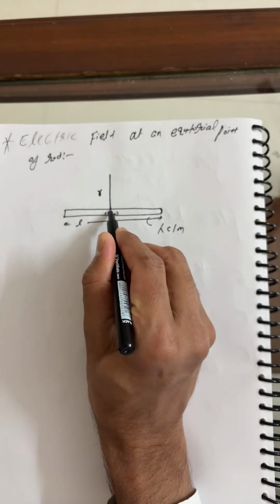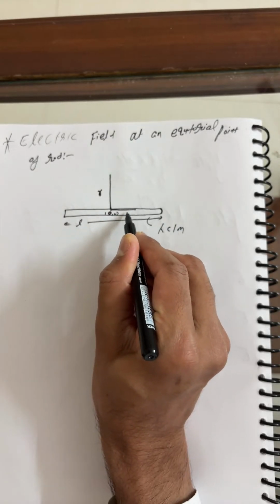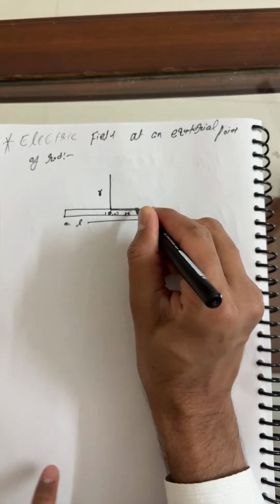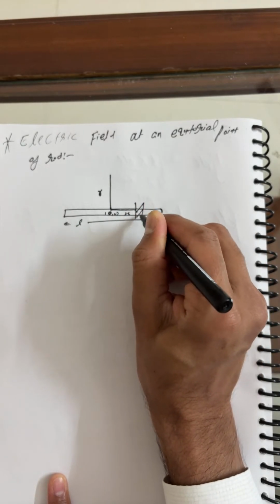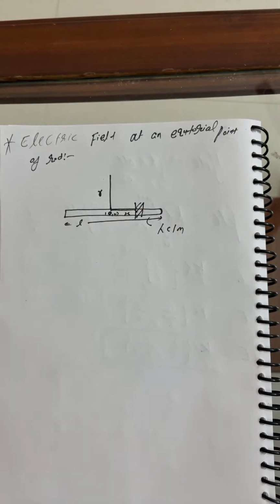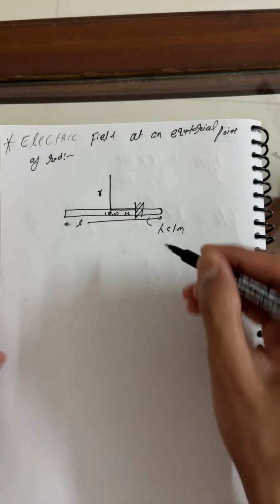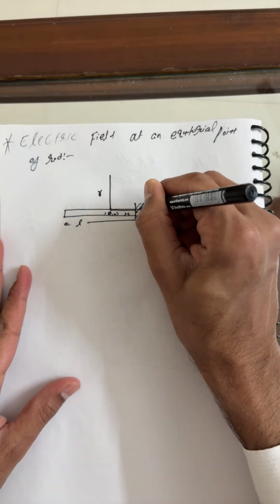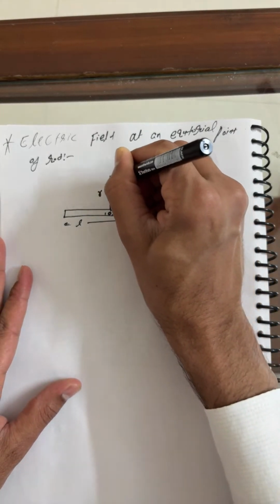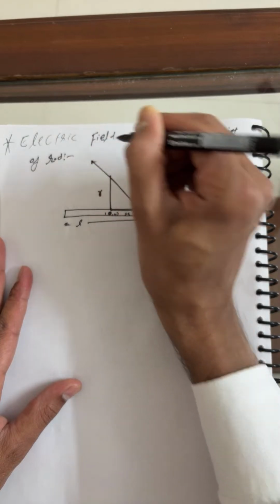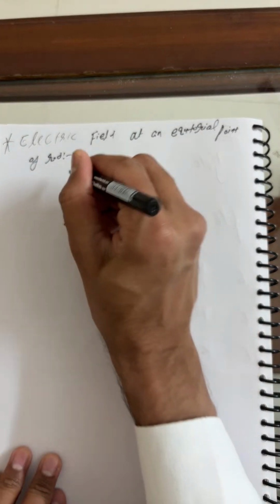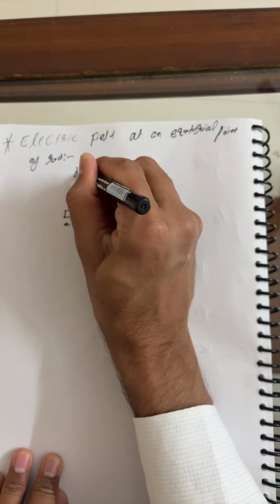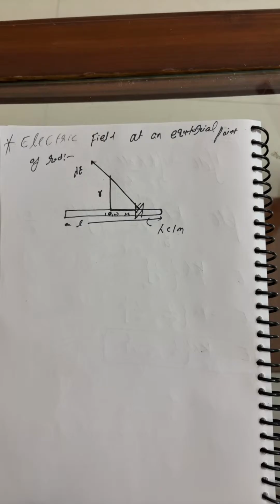Here the approach remains the same. I'm telling you the approach only; I'll not solve further. You have to move x and take an element dx. Due to this element, this is the direction of the electric field, which is dE only.